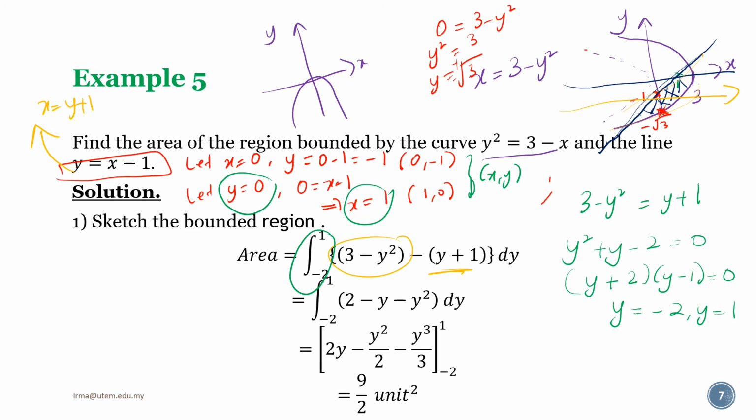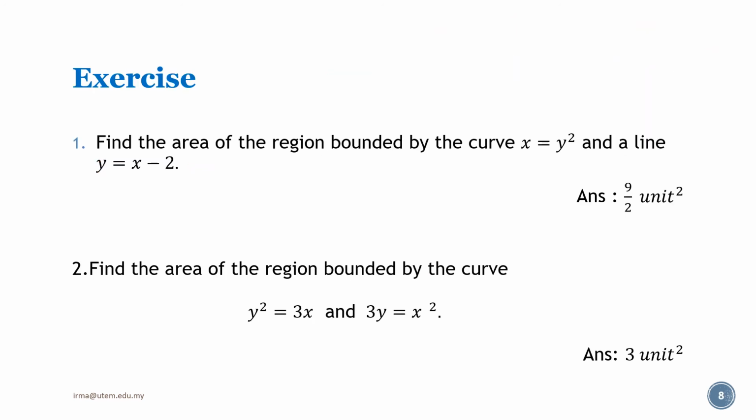So this is the last example for area, and this is the exercise that you need to solve.